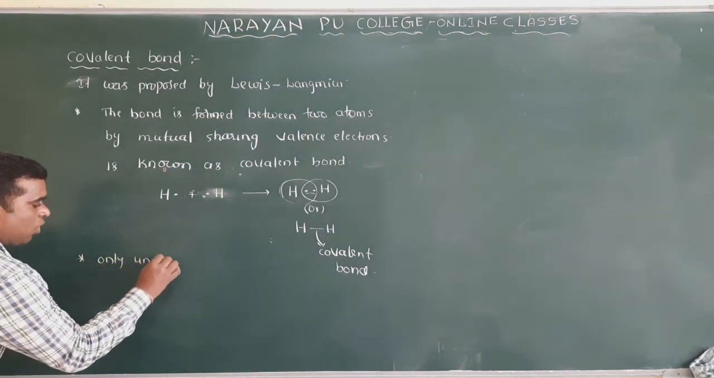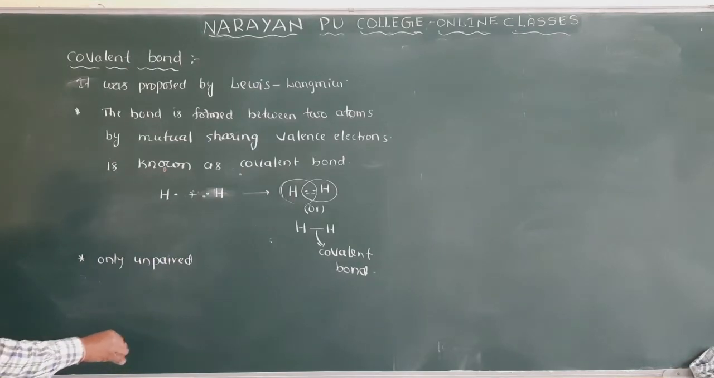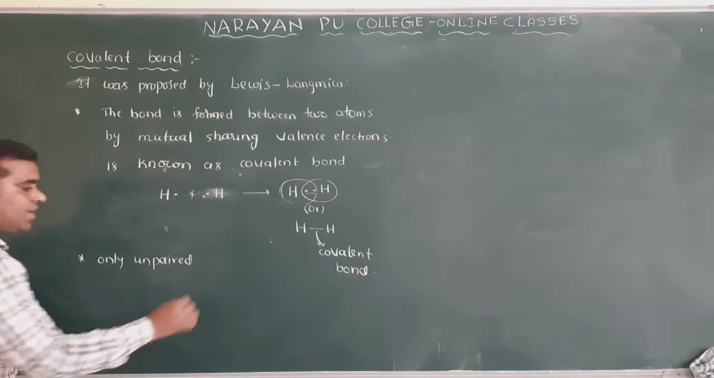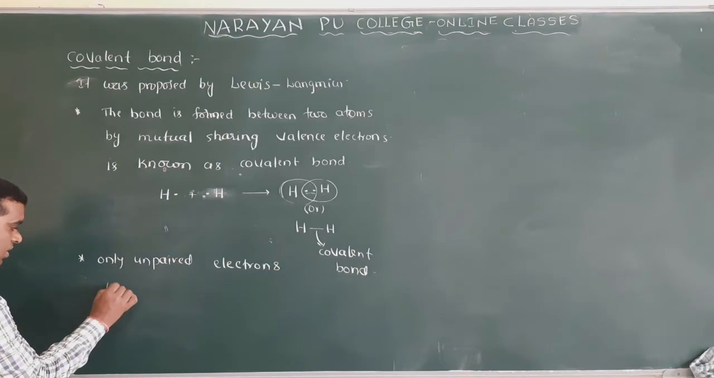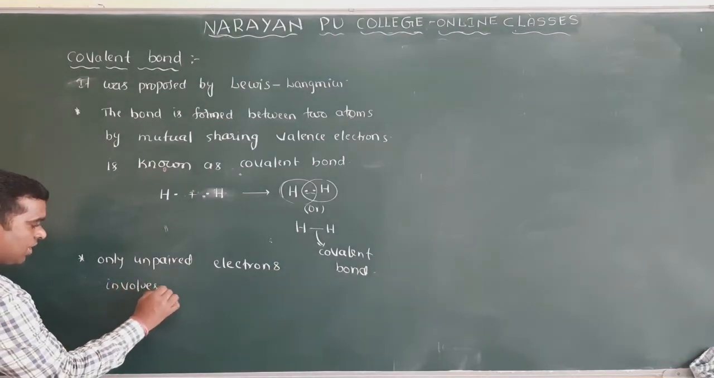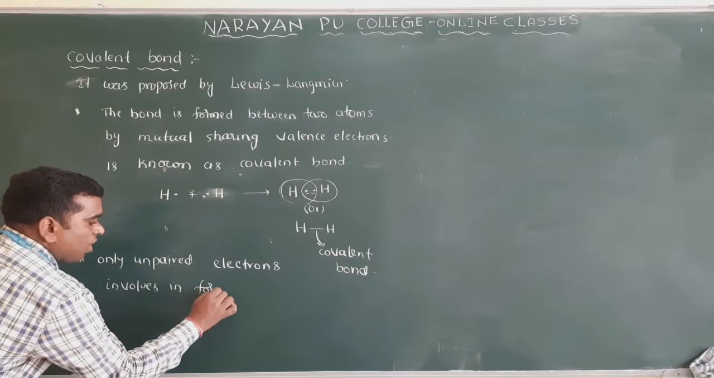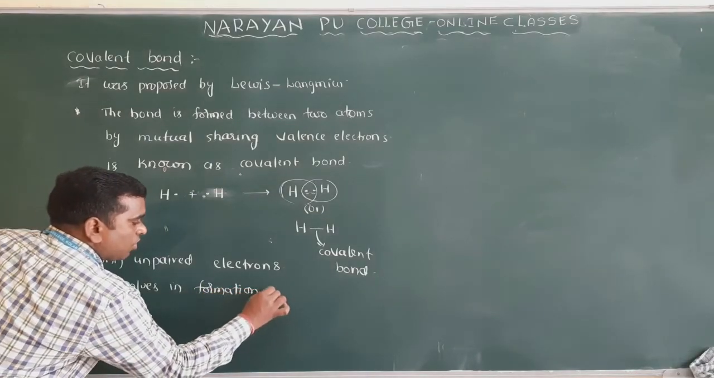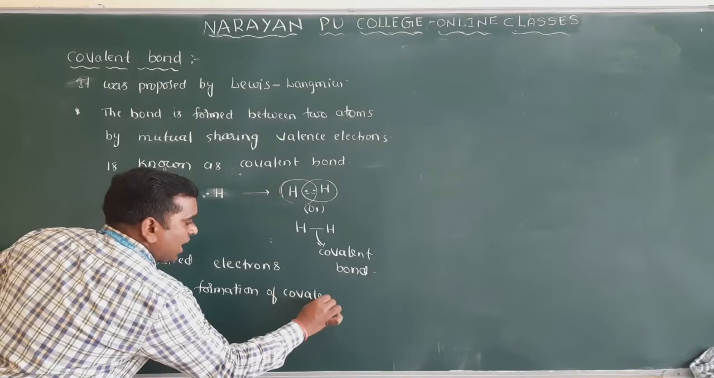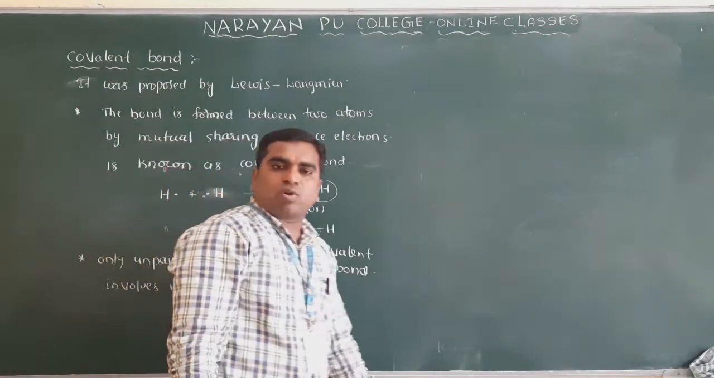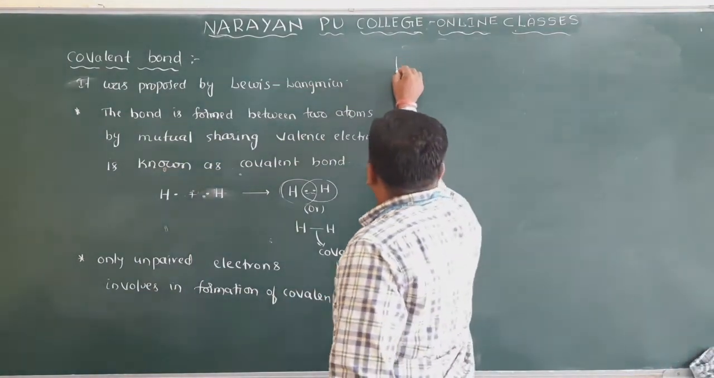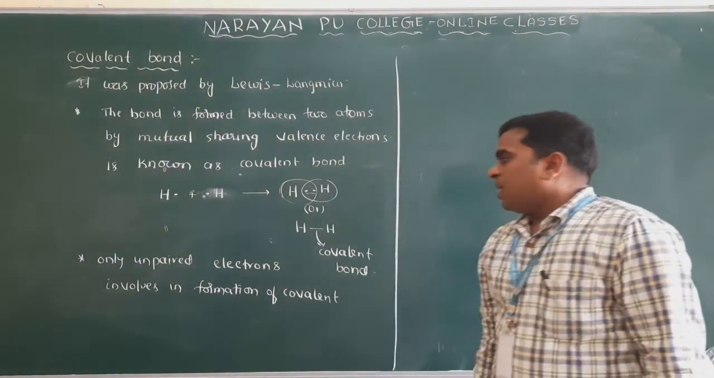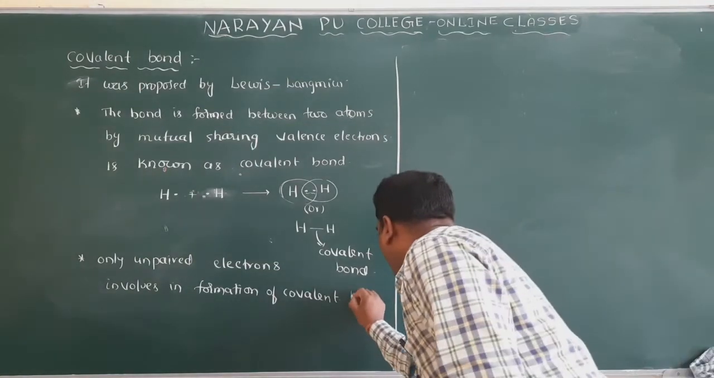Only unpaired electrons. Unpaired means not paired, single electrons. Clear? So only unpaired electrons are involved in the formation of a covalent bond. Paired electrons will not be involved in the formation of a covalent bond. Clear? So only unpaired electrons are involved in the formation of a covalent bond.